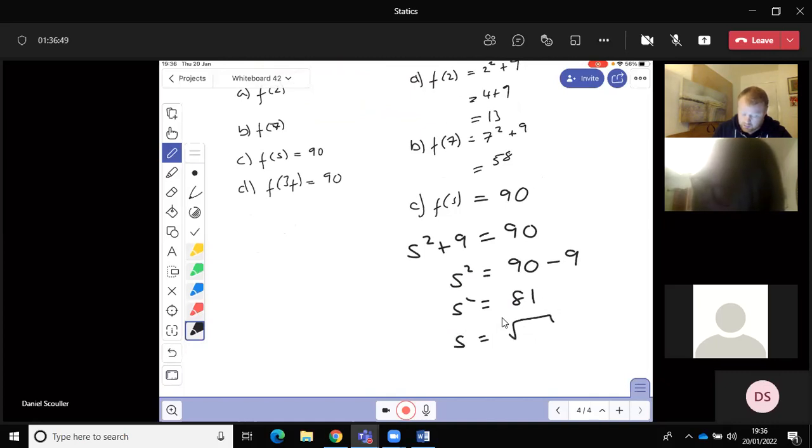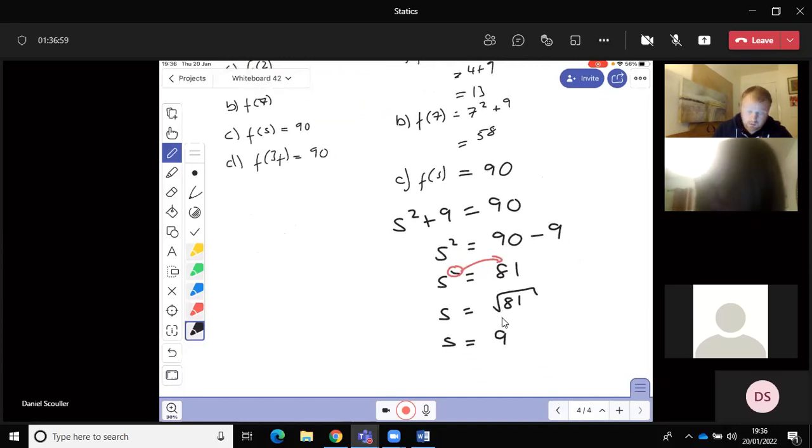Moving a squared term over to the other side, it becomes a root. Root 81 becomes 9. We'll do a couple more roots later on.